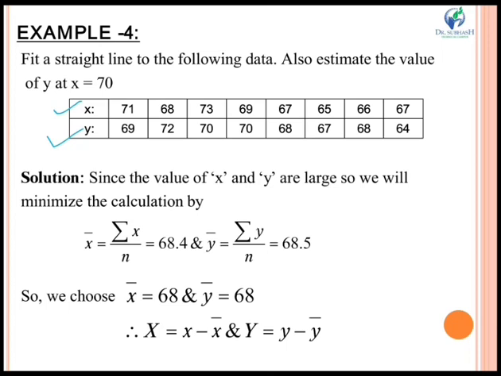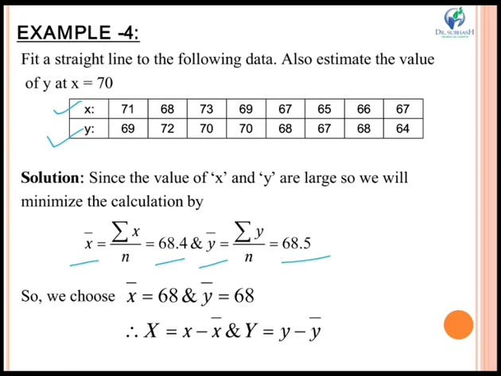See, here values are large. So first I will find x bar and y bar. X bar and y bar means we are finding the mean of x and the mean of y. So the mean of x will be the summation of all the values of x divided by the total number of values. We are just finding the average. So x bar will be equal to 68.4, and in the same way we will find the average of y. I will add all the values of y and divide by the total number of values. So I get y bar as 68.5.